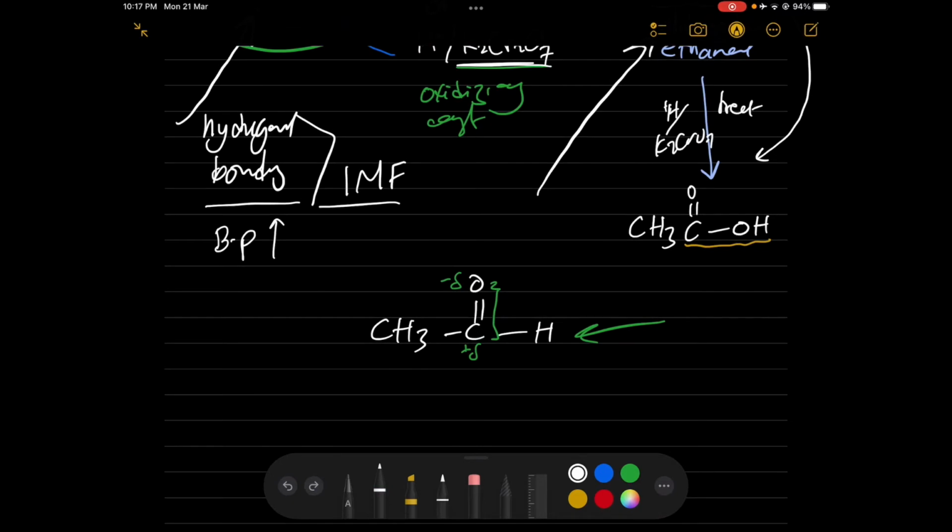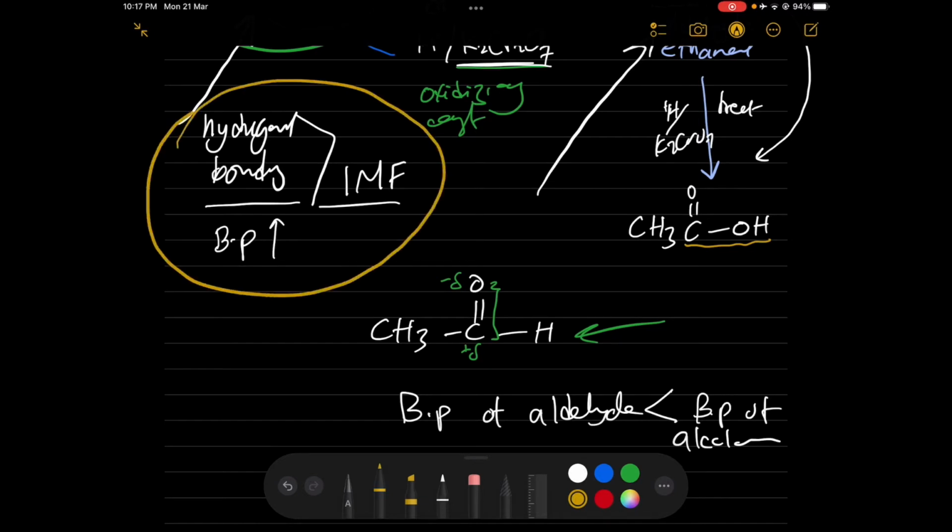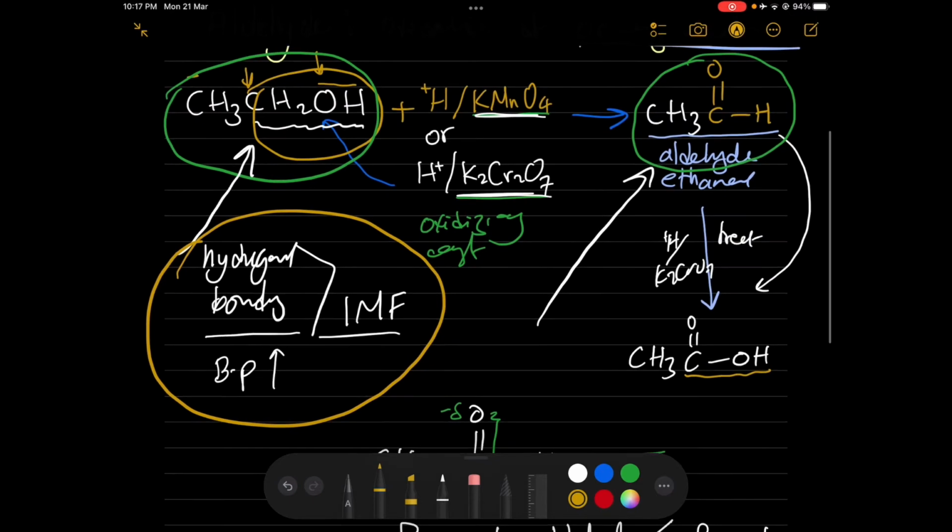Thus, the boiling point of an aldehyde, with the same number of atoms, will be less than the boiling point of alcohols. This belongs to the intermolecular forces, because we have stronger attractions in alcohols, and thus more energy is needed to overcome these attractions.